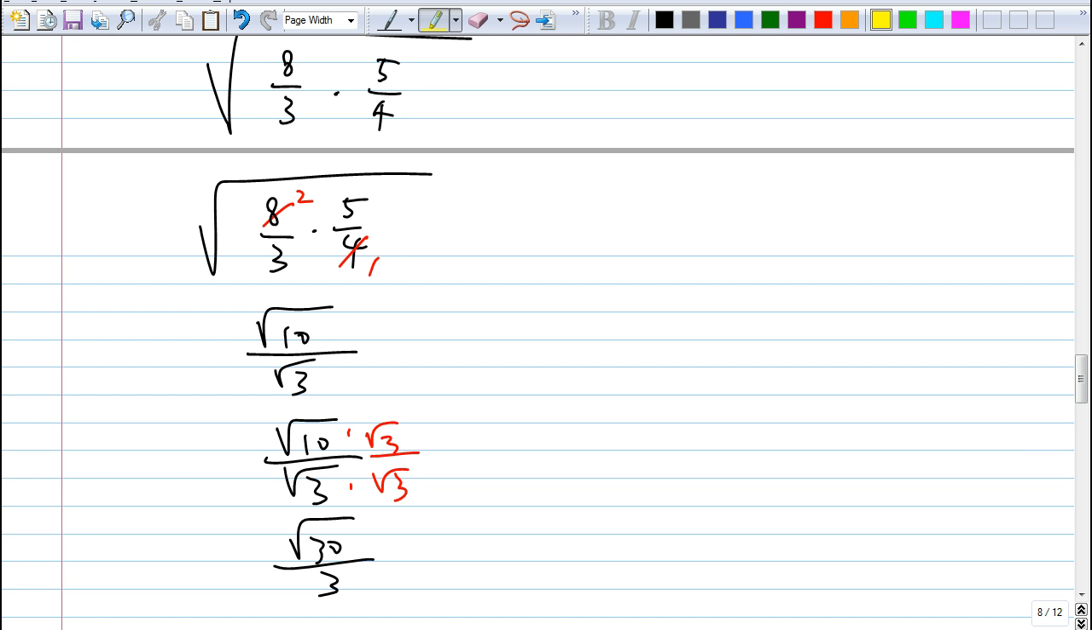Now, so far, look at all the examples that we did today. Do you see any variables in them? No. Guess what we're going to have now? Okay, we're going to have some variables. Do you think it's going to change much? No, it's the same thing.